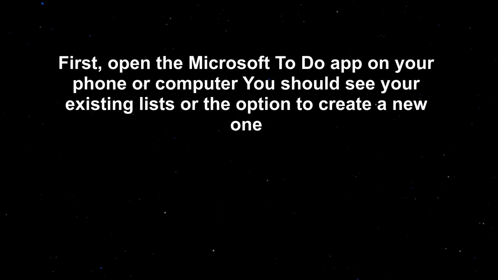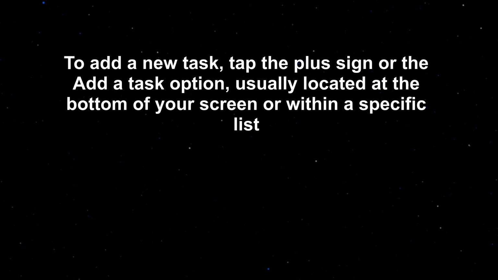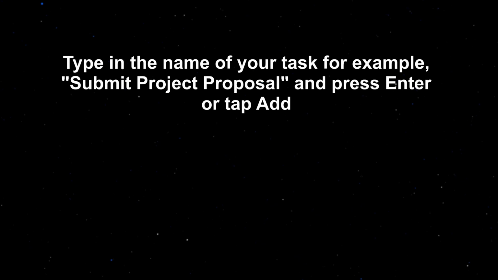You should see your existing lists or the option to create a new one. To add a new task, tap the plus sign or the Add a Task option, usually located at the bottom of your screen or within a specific list. Type in the name of your task, for example, Submit Project Proposal, and press Enter or tap Add.